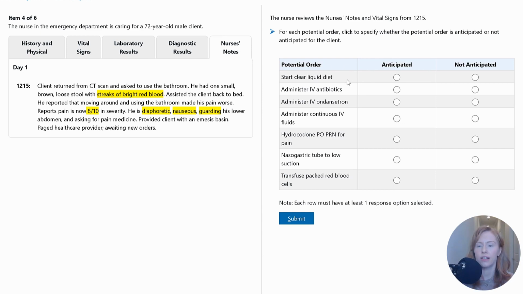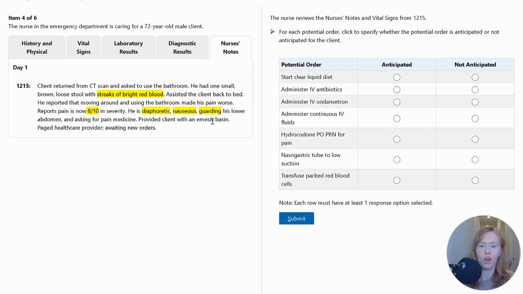So let's take these one at a time. As far as starting a clear liquid diet, when you do have a client with an acute GI complication, it's true that you don't want to give them solid foods. You want to be really gentle, start them with clear liquids, especially if you aren't yet sure whether they're having a GI bleed or not, because anytime you put anything in their mouth, it's going to send more blood to the intestines to digest that food, and that could worsen this problem. So although a clear liquid diet would be appropriate for someone who does have a GI issue, this guy, I'm not putting anything in his mouth.